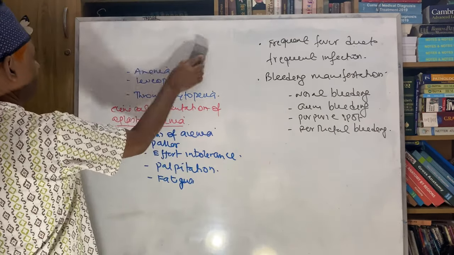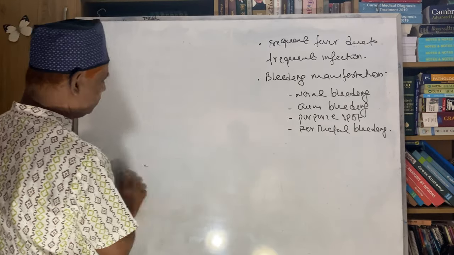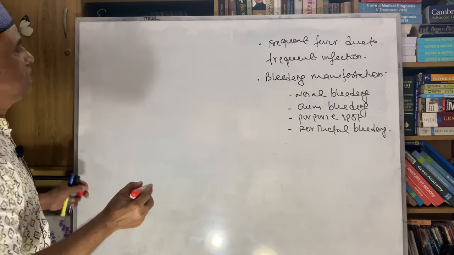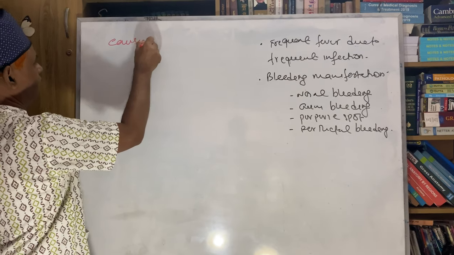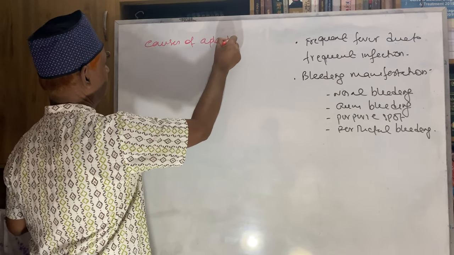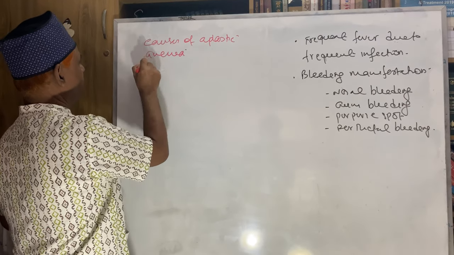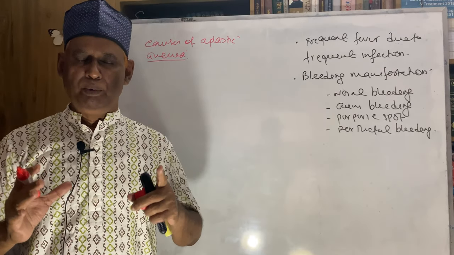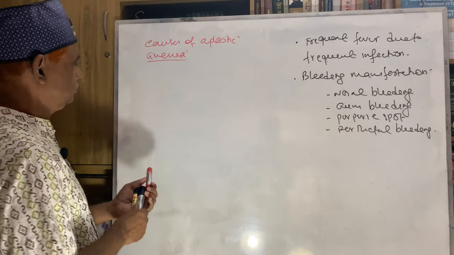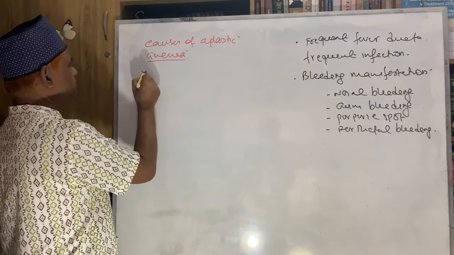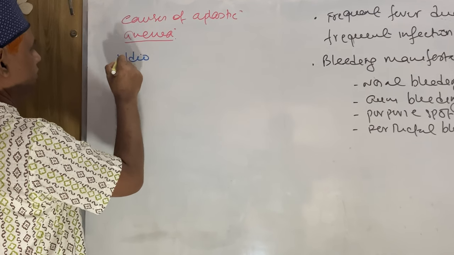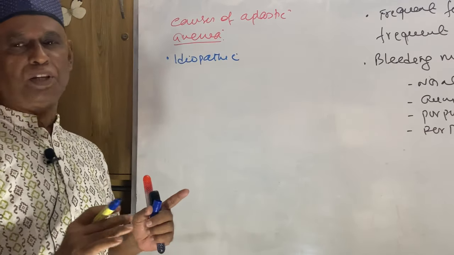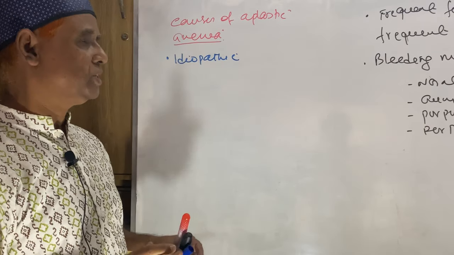Now come to how we can classify aplastic anemia, or how we can know the different causes of aplastic anemia. Now come to causes of aplastic anemia. Again, we recall in aplastic anemia, the hematopoietic element of bone marrow is reduced. The cause may be idiopathic. In most of the cases, the cause of aplastic anemia is not known. So it is idiopathic aplastic anemia.